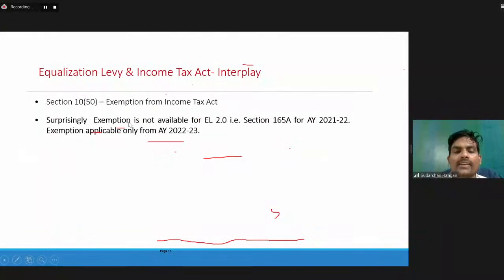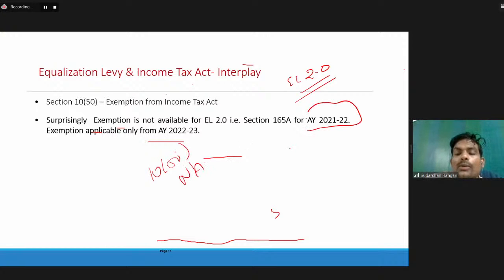One final, very, very important aspect with which I will close today's session. You remember section 10, clause 50 in Equalization Levy 1.0. I mentioned that once you come under equalization levy, you are exempt under the Income Tax Act. You don't need to worry. But for Equalization Levy 2.0, very surprisingly, 10(50) exemption is not available for assessment year 21-22. They are only allowing it from assessment year 22-23.